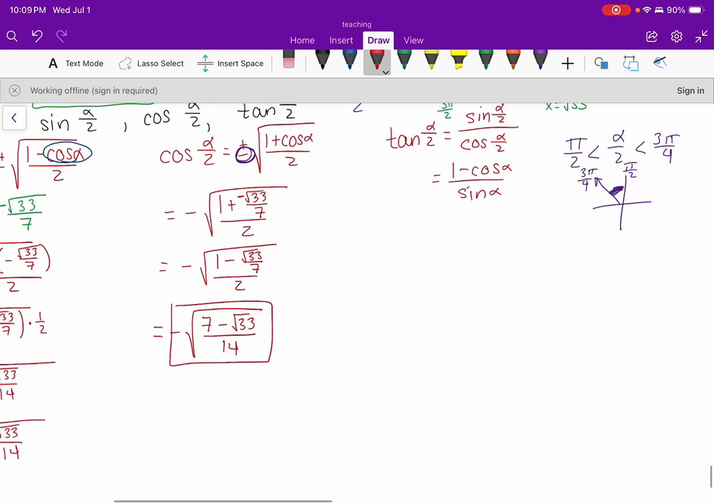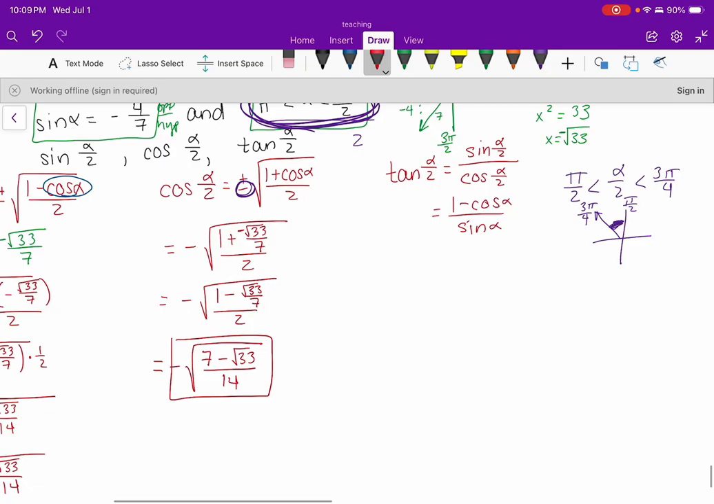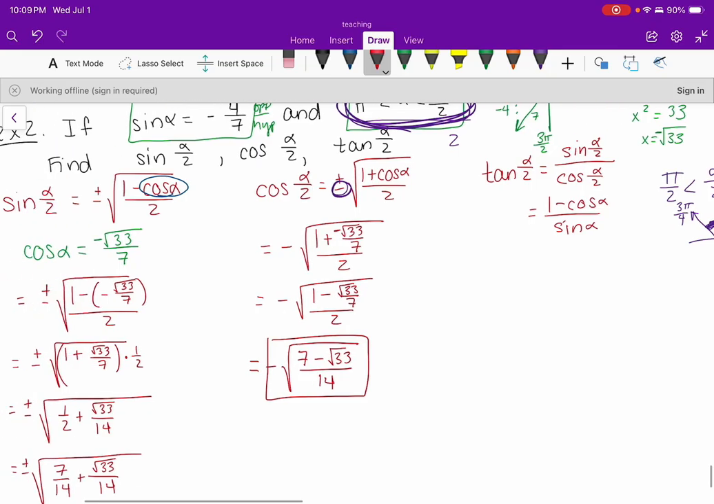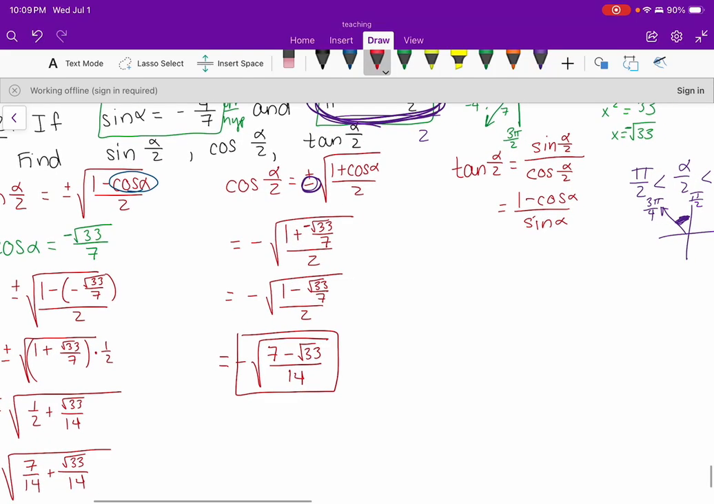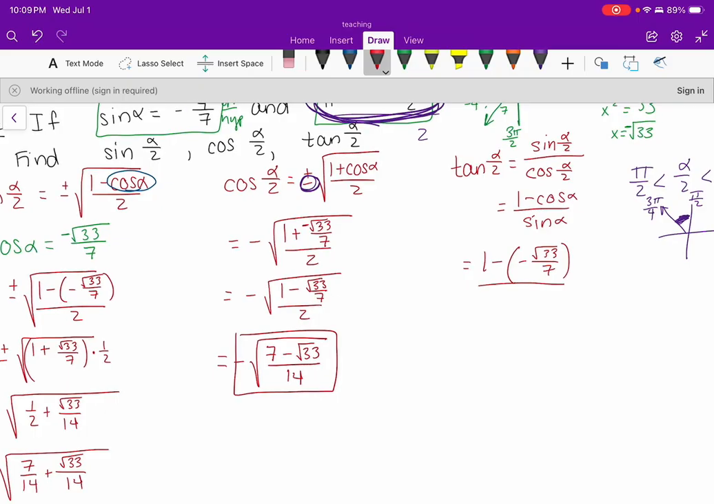For my tangent, you have options here. You can use what you already have for sine alpha over 2 and cosine alpha over 2. I think that'll be hard to simplify. I'm just going to use the other identity. So 1 minus cosine alpha was negative square root 33 over 7, divided by sine of alpha, which they gave us, was negative 4 over 7.